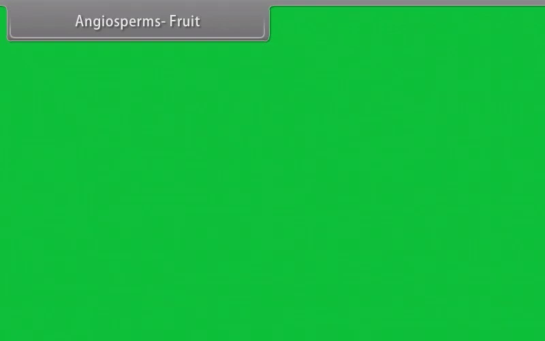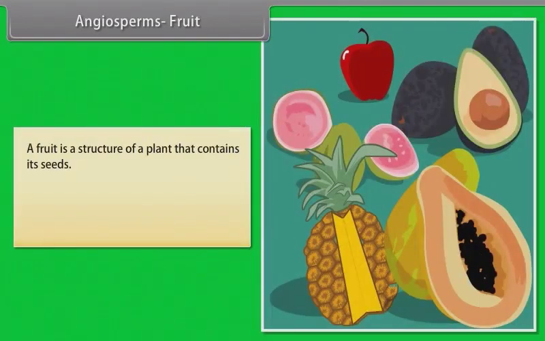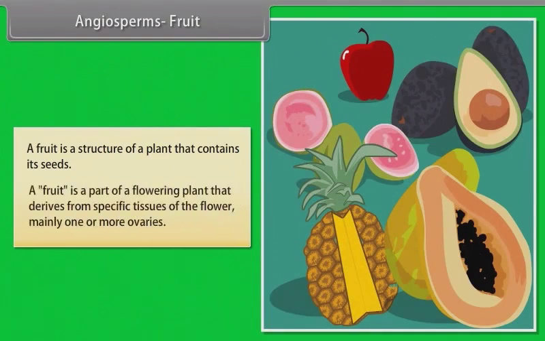Angiosperms. Fruit. A fruit is a structure of a plant that contains its seeds. A fruit is a part of a flowering plant that derives from specific tissues of the flower, mainly 1 or more ovaries.